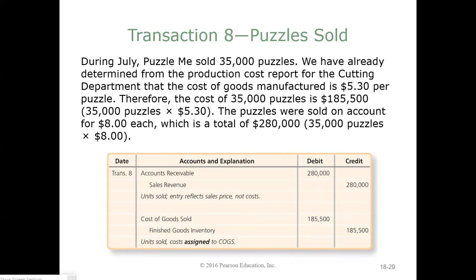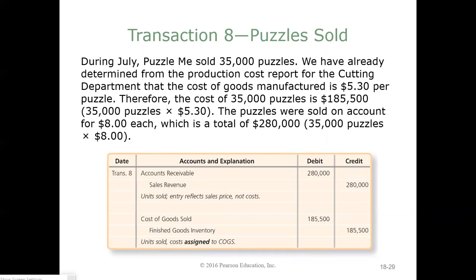So they sold 35,000 puzzles. We've already determined from the production cost report for the cutting department that the cost of goods manufactured was $5.30 per puzzle. Therefore, the cost of 35,000 puzzles is $185,500. The puzzles were sold on account for $8 each.